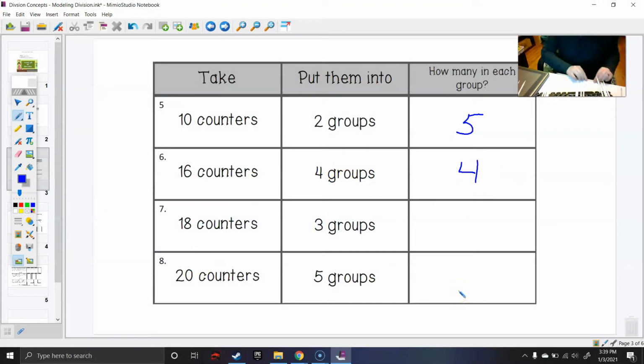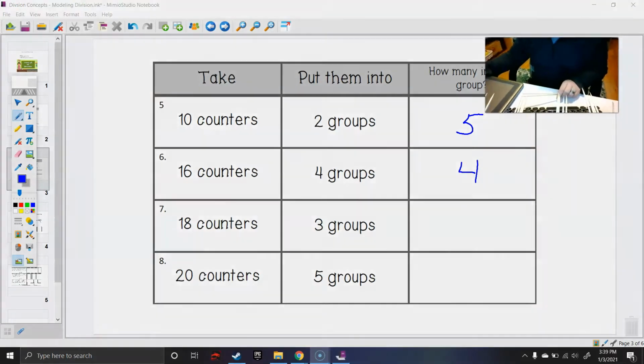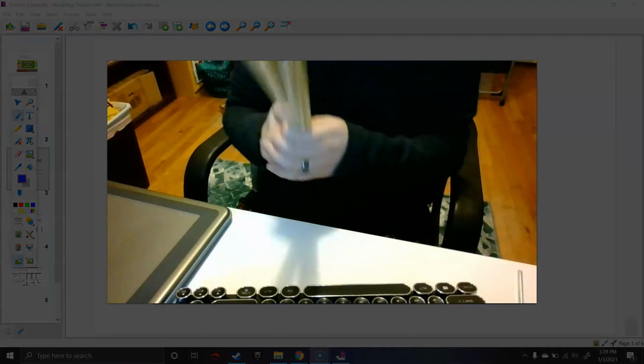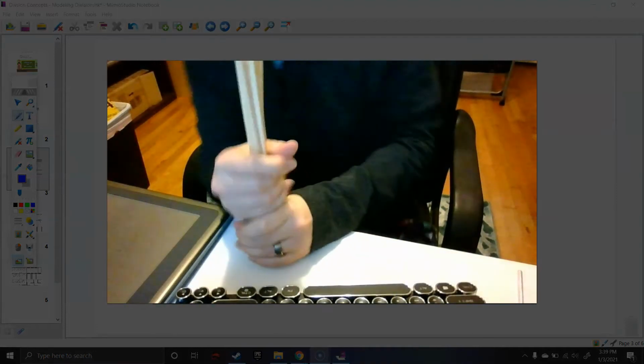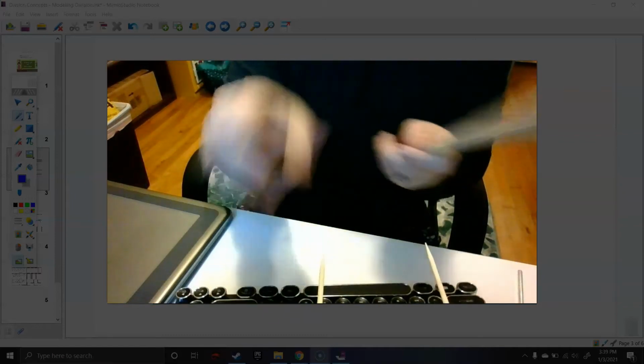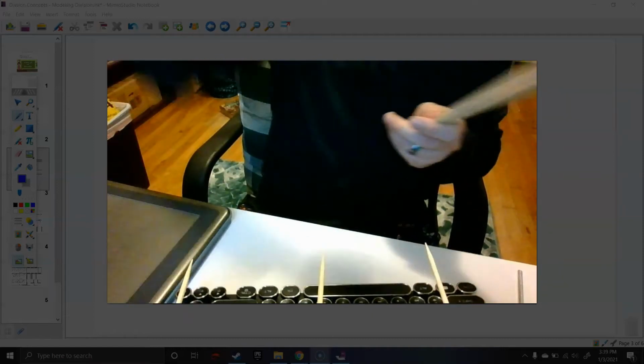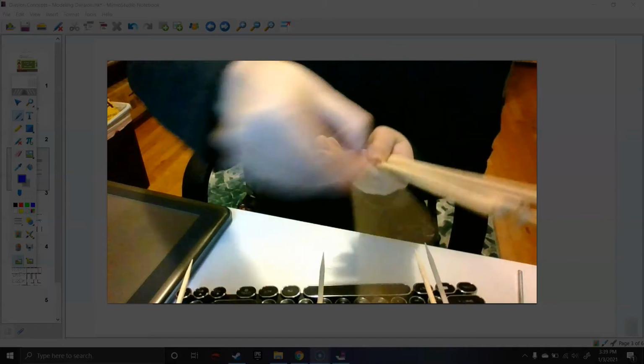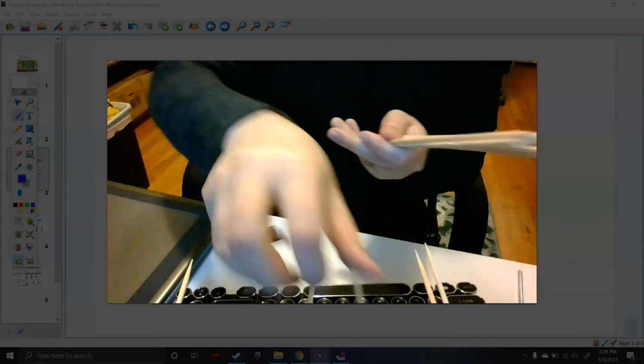What if we have 18 in 3? So we're going to divide 18 into 3 equal groups. All right, so we go 1, 2, 3. All right, so we have our 3 equal groups, and then we just separate them into equal numbers.